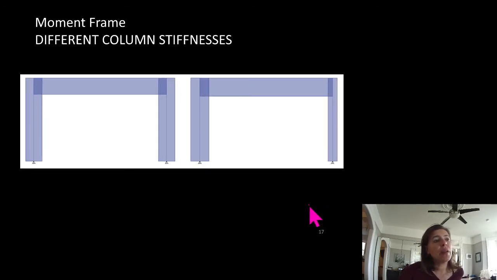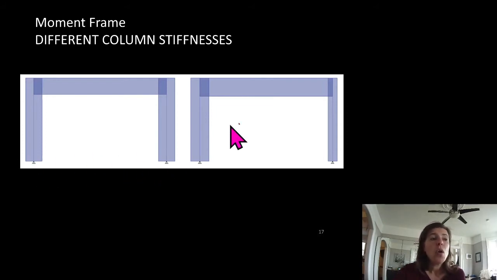What else could we do? What happens if we vary the stiffnesses in our columns? Remember I said that if we assumed that the load at the base, our X load, was being shared equally between the columns. Well, if those columns are different stiffnesses, that's not true. If these two columns are the same, that assumption is correct.